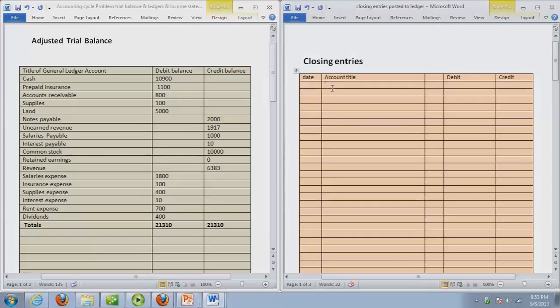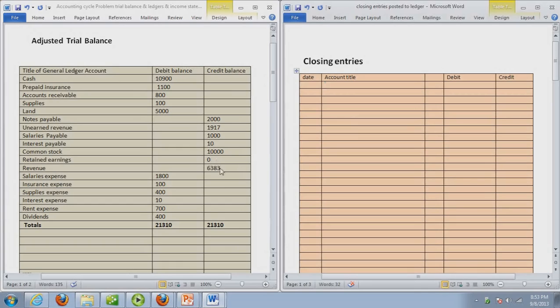There are a couple of ways to close the books, but you'll notice we organized the trial balance so the bottom half are the temporary accounts. And you can see retained earnings is zero. We haven't used it because we're a brand new company. We have not closed the books before.